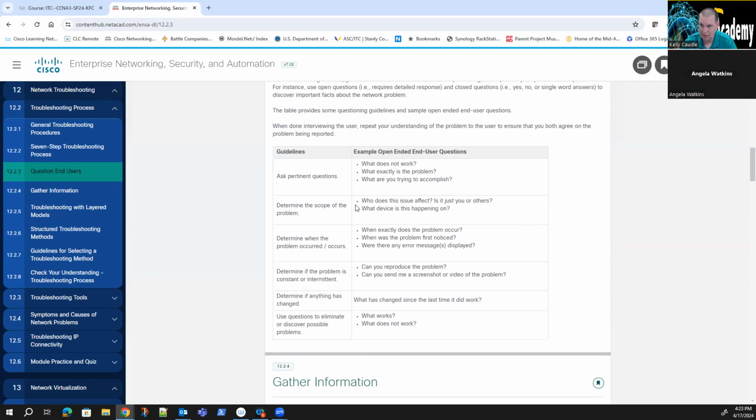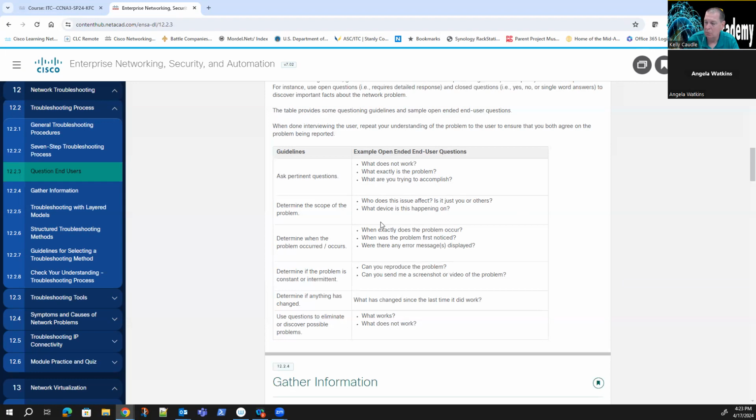Can you access anything on the internet? And they'll be like, well, yeah, I can get to www.nfl.com. I can't get to my email. All right, now we know there's totally different stories. It's probably not that the internet's broke or their internet connection's broke. It's something about their email that's broken. So we've got to be able to ask the correct questions.